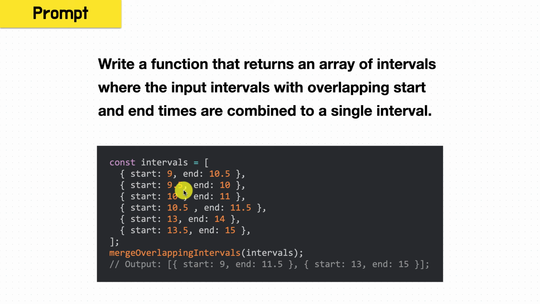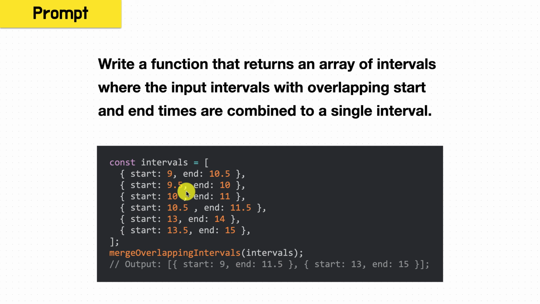So the first meeting starts at 9 and ends at 9:30. Then we check the second meeting. This one starts at 9:30 and then ends at 10. Well, this meeting starts before the previous meeting ended, so then we combine them into a new block of intervals.